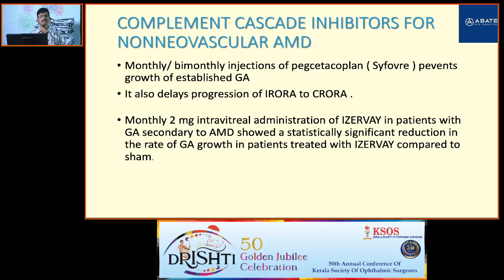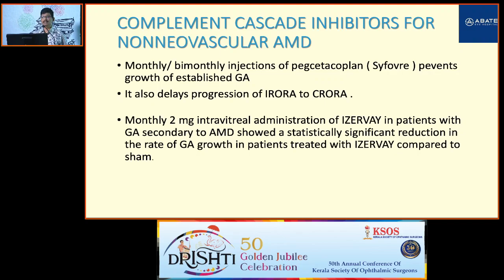C5 inhibitor is known as Izervay, and the C5 inhibitor, because it is acting further down in the complement pathway, is supposed to have a better result compared to C3. So in future, for patients with geographic atrophy, we will be injecting these patients. They have shown very promising results with monthly and bi-monthly injections of C3 inhibitor and C5 inhibitor.